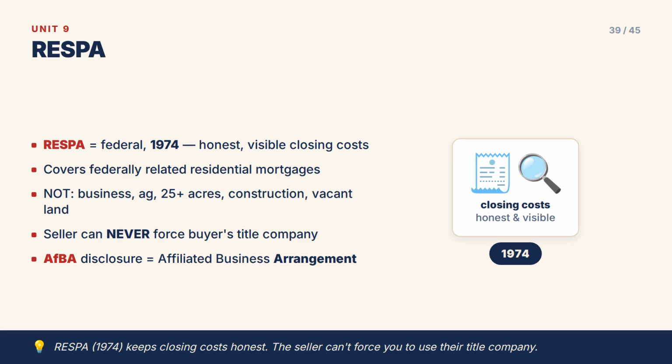RESPA is a federal law from 1974 with one mission: protect consumers from abusive lending practices by making closing costs honest and visible. It covers federally related residential mortgage loans, and not business, commercial, or agricultural loans, 25+ acres, construction loans, vacant land. Under RESPA, the seller can never force the buyer to use a particular title company. And when one settlement provider refers you to another company it partly owns, you must get the AFBA disclosure, affiliated business arrangement, at or before the referral.